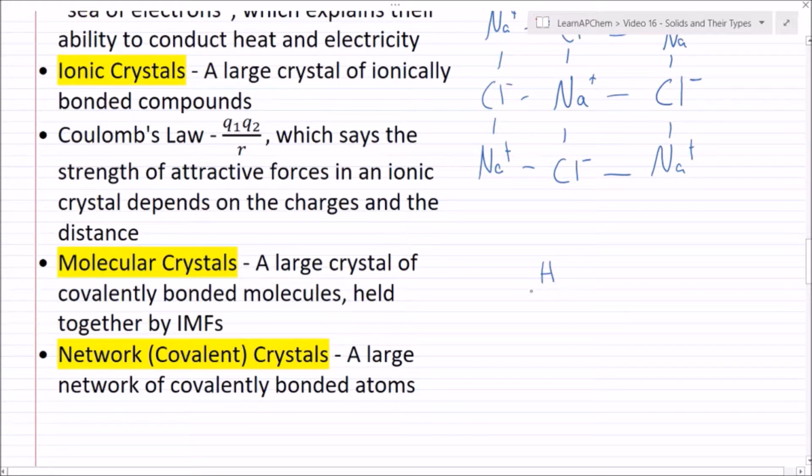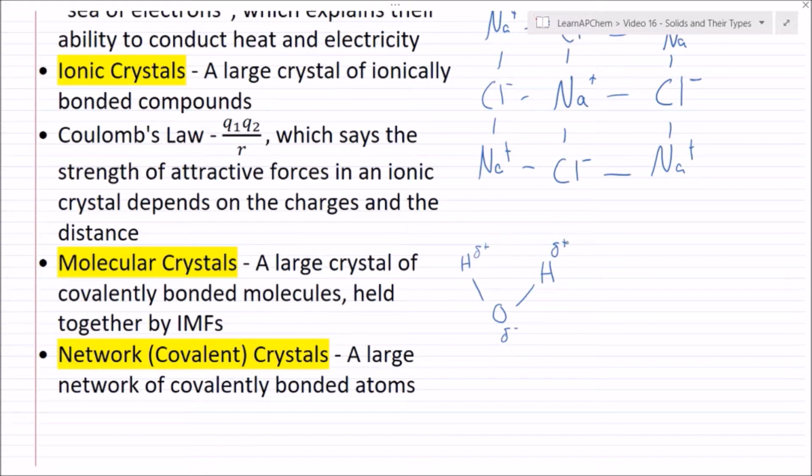So if we think about our favorite polar molecule, H2O, we remember that the oxygen is slightly negative and the hydrogens are slightly positive, and in this atom we have hydrogen bonds. Well, in a molecular crystal, these hydrogen bonds become strong enough that they're actually holding things together. So this is what would happen in ice.